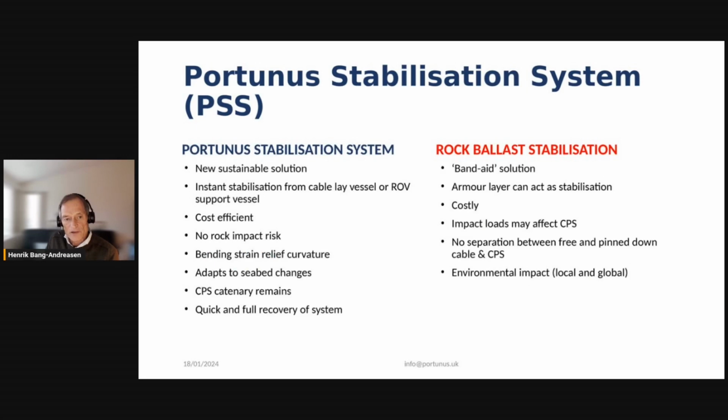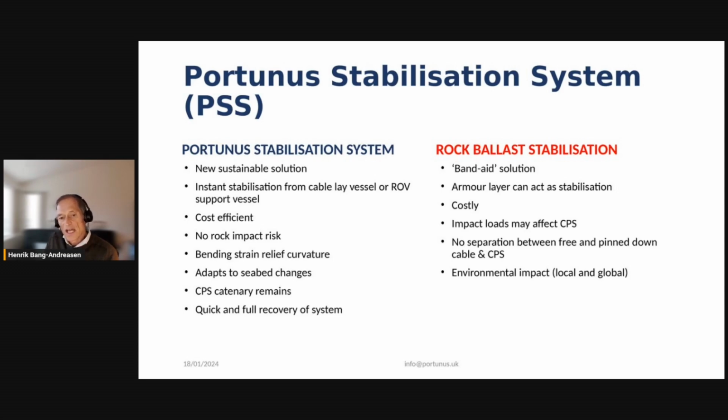So in comparison with rock ballast, the PSS is a new solution. It's instant stabilization from a vessel, whether that's from the cable support vessel or from an ROV support vessel. It's more cost efficient, with no rock impact risk from the installation. There's a bending strain relief curvature, and it adapts to all seabed changes. And obviously the CPS catenary or trajectory remains, and it's a quick and full recovery system.